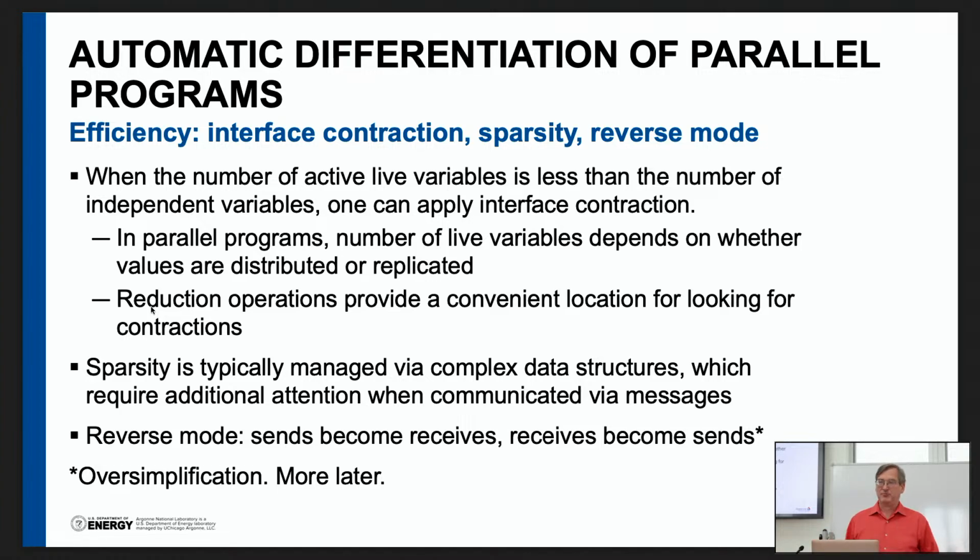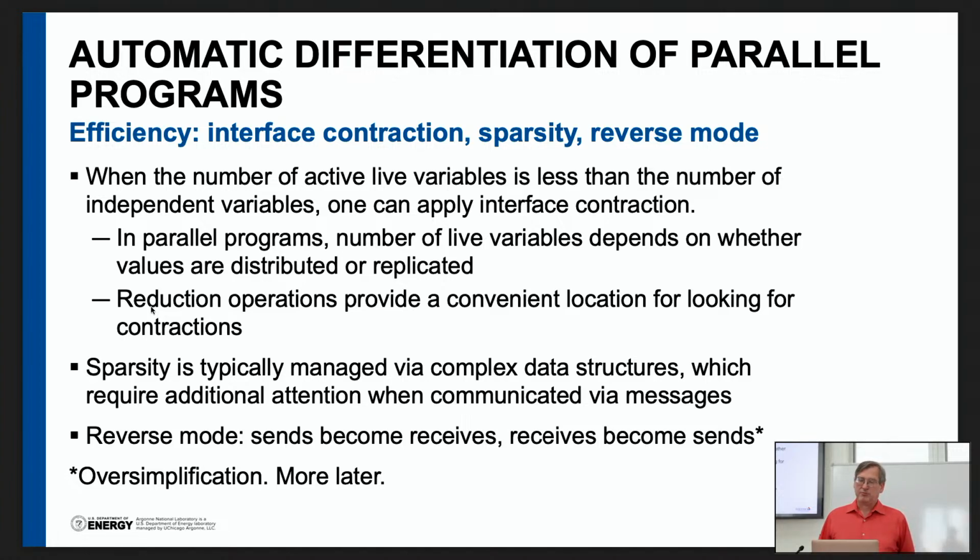So anyway, interface contraction: we're going to differentiate with respect to this smaller set of live variables, and then differentiate those variables with respect to the independent variables, apply the chain rule, and thus reduce the overall cost of the computation. If we're in a parallel program, then the number of live variables depends on whether the values are distributed or replicated, and so you need to take that into account. And then we also noted that the reduction operations provide a convenient location for looking for contractions in a parallel program.